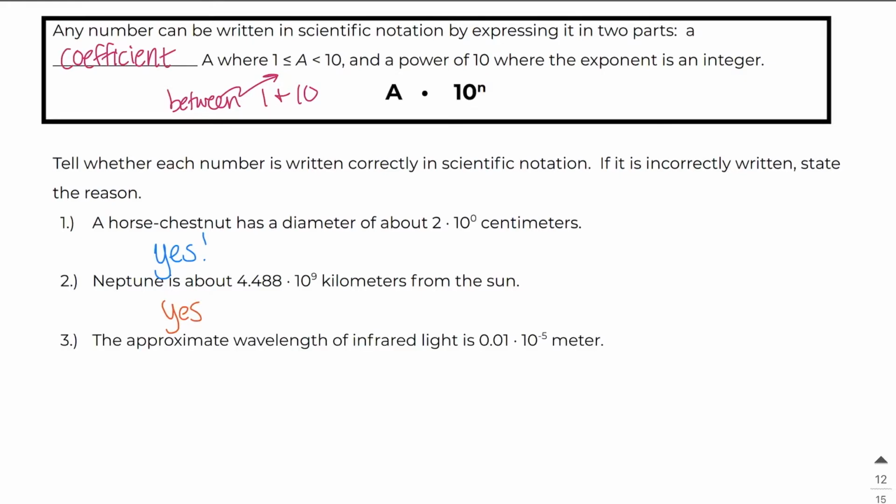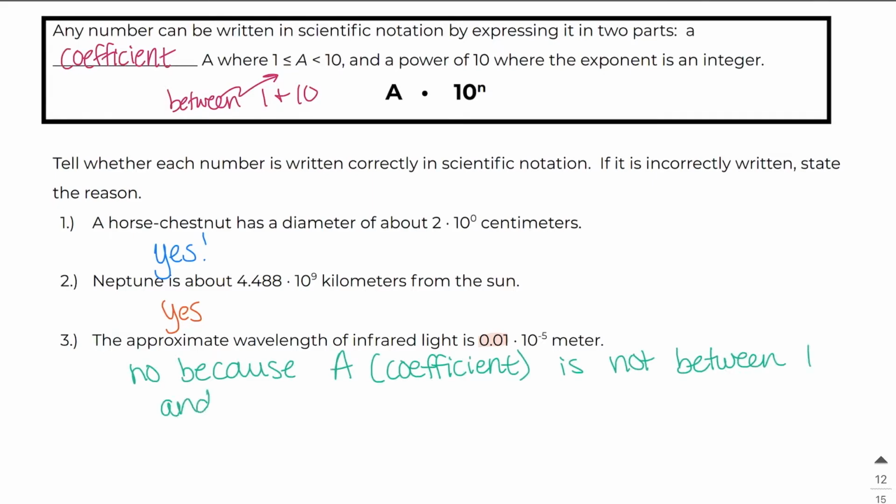The approximate wavelength of infrared light is 0.01 times 10 to the power of negative 5 meters. So looking at this coefficient right here, it is not between 1 and 10. It's less than 1. So this is not written in scientific notation. So we'll say no because A, the coefficient, is not between 1 and 10.